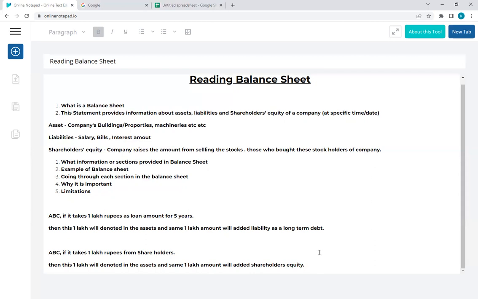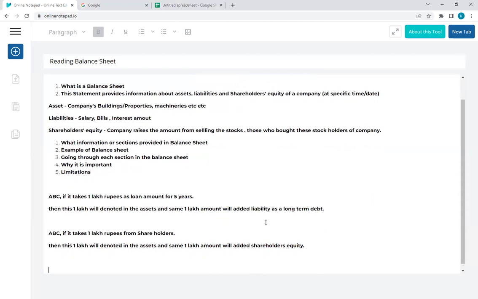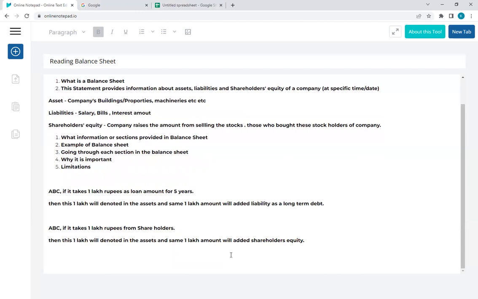So what exactly is happening here? What the balance sheet is doing here is, as per the accounting calculation, every time the balance sheet should be in such a way that assets are on one side and liabilities and shareholders' equity on the other side. So that means total assets should always equal total liabilities plus shareholders' equity.